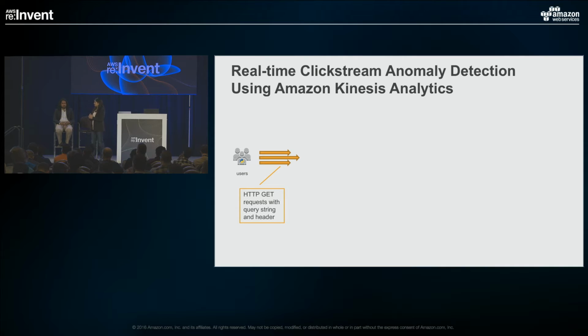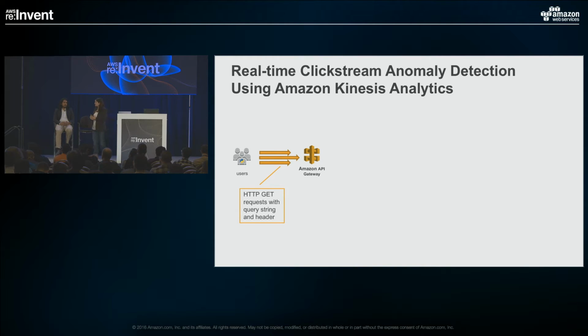Users send their traffic in the form of HTTP GET requests with a query string and a header. Those requests are consumed by Amazon API Gateway. API Gateway is a fully managed service that lets developers create, publish, monitor, and secure their APIs. Now, in this example, API Gateway is acting as a proxy service to Kinesis streams.